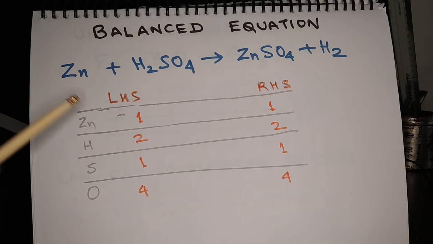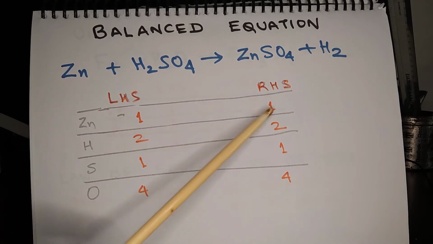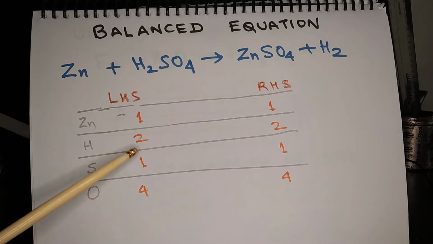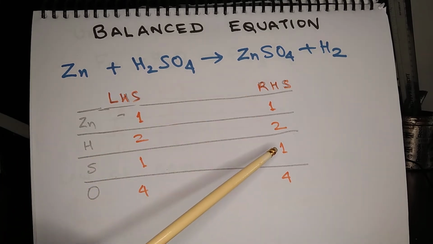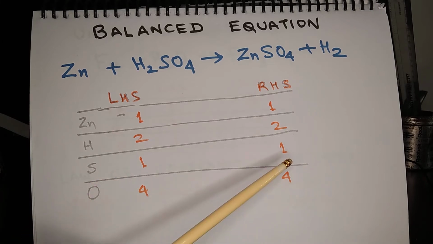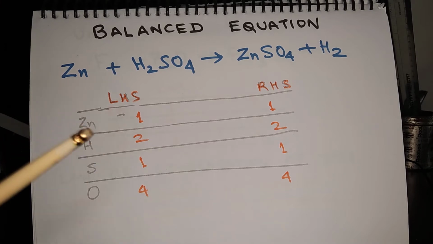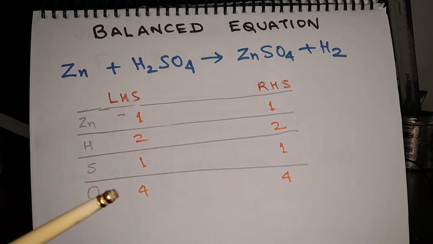So for zinc, it is 1 on left hand side, 1 on RHS. Hydrogen is 2 on LHS, 2 on RHS. Sulfur 1 on LHS, 1 on RHS. Oxygen 4 on each side. So when the number of atoms of elements is equal on both the sides of the equation, it is called a balanced equation.